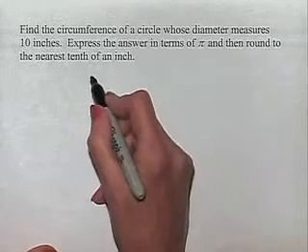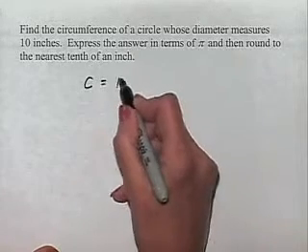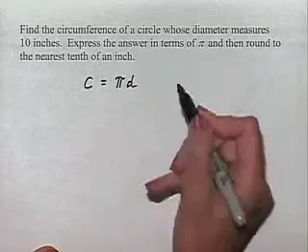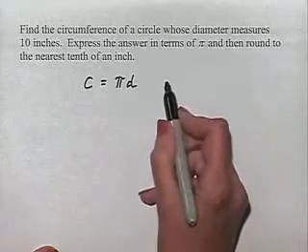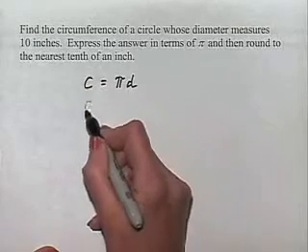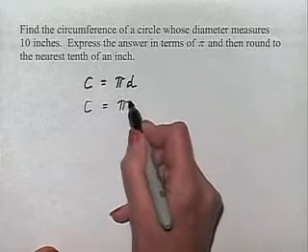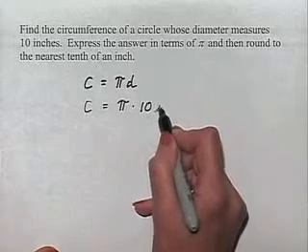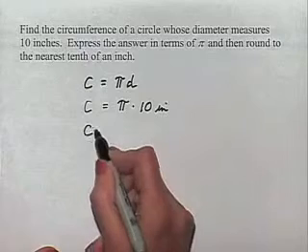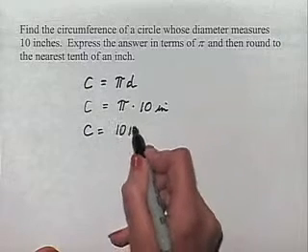The formula for circumference that we can use is pi times d, the diameter. So we're given the diameter as 10 inches. Our circumference then is going to equal pi times 10 inches, and we can write that as 10 pi inches.